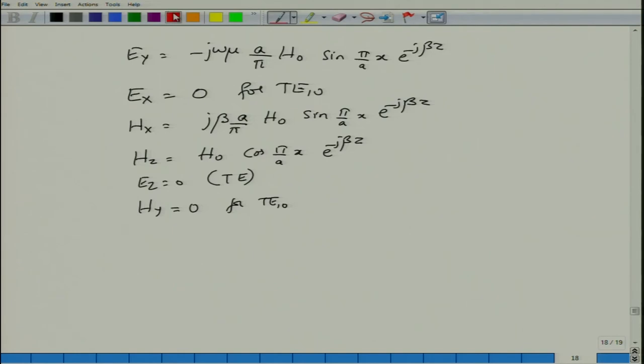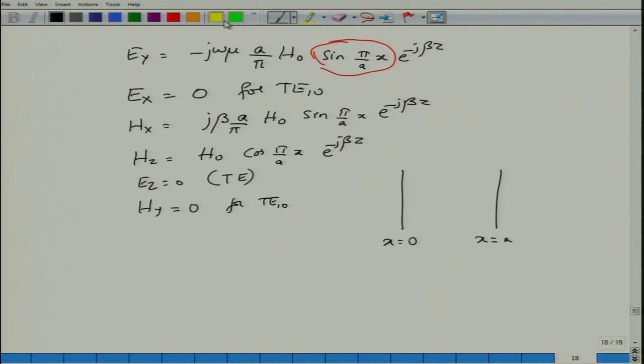Now I would like you to take a look at these expressions, especially look at this Ey and observe how it is changing with respect to x. The function which is changing with respect to x is actually a sine function. Does it make sense? Well, it does, because remember Ey is tangential to two walls. Which are those walls? They are the side walls, right? So you had the side wall at x equal to 0, and another side wall at x equal to a, correct?